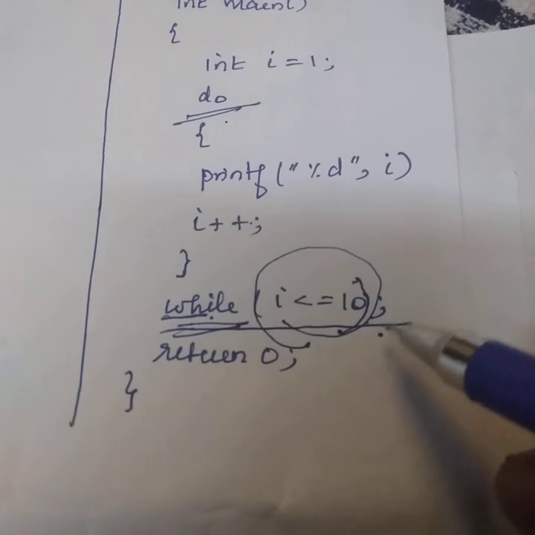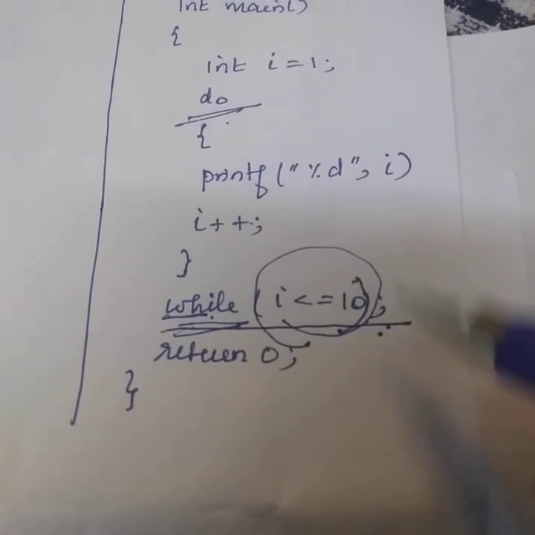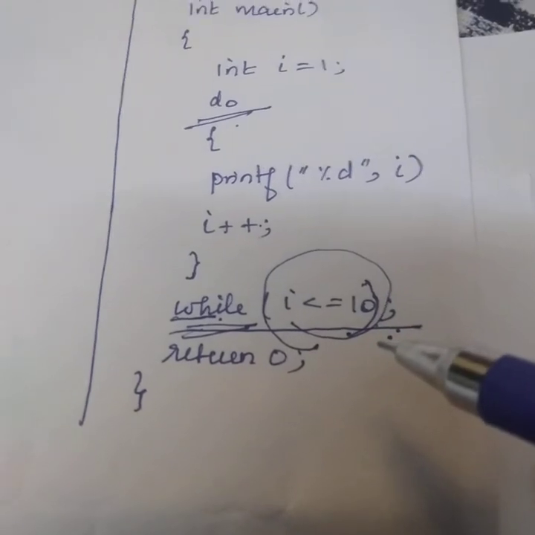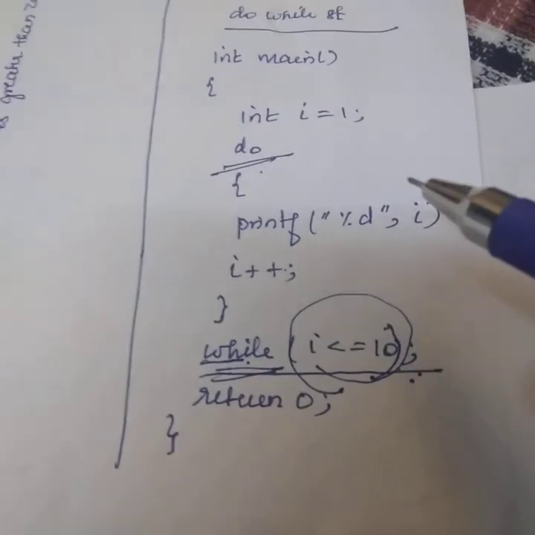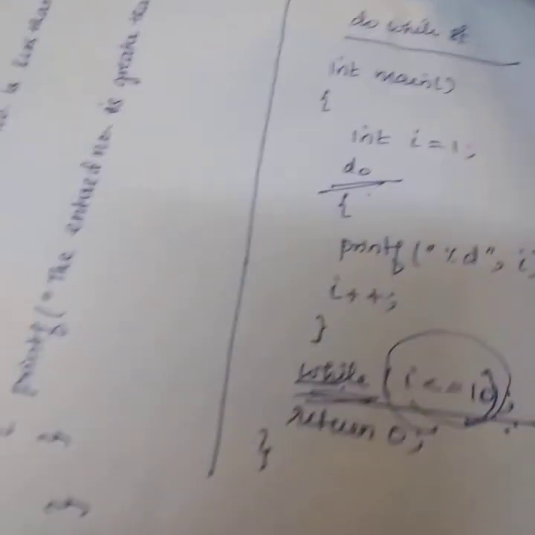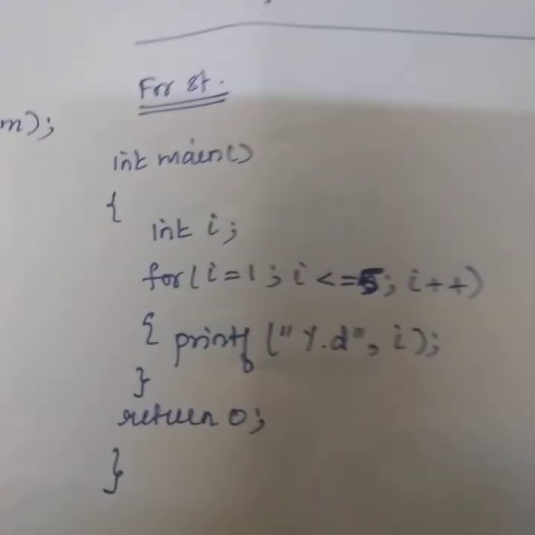And moreover, a semicolon comes at the end of the do while loop. But in the while loop, we should not put a semicolon. Okay. So, this is an example for the do while statement. Now, let's see an example for the for statement.